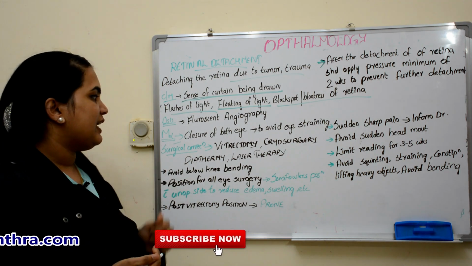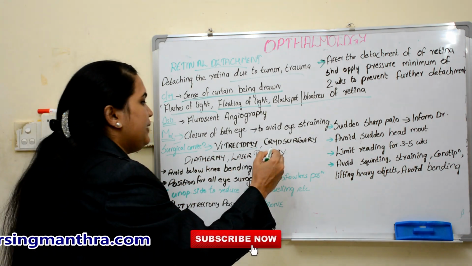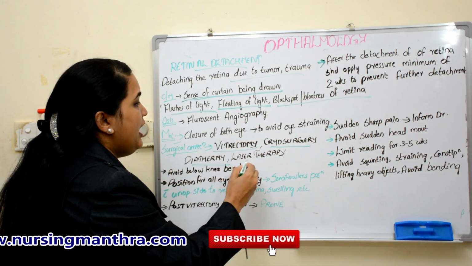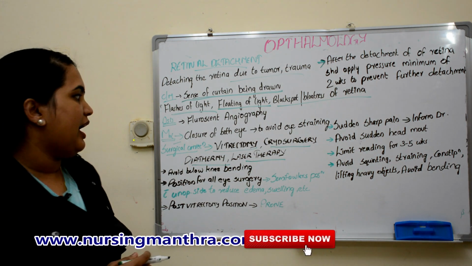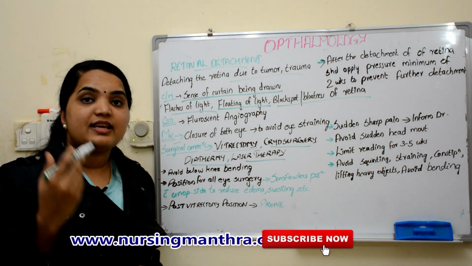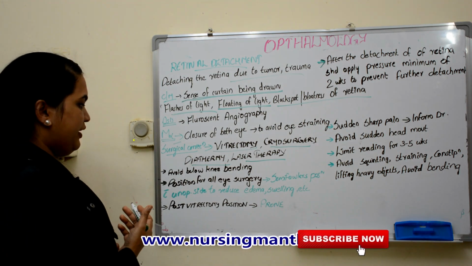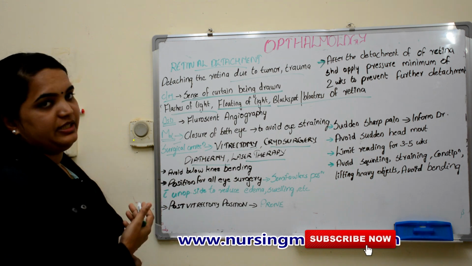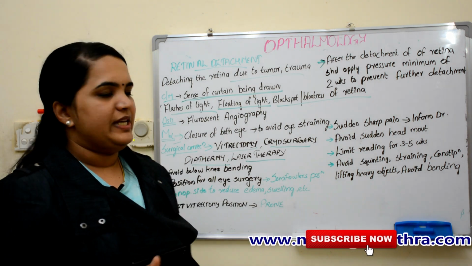And the surgical correction is by vitrectomy and cryosurgery. Okay. Then diathermy and laser therapy. So vitrectomy, cryosurgery, diathermy and laser therapy are the surgical management for retinal detachment. And we have to avoid below-knee bending. Okay, the patient has to avoid bending below the knees.